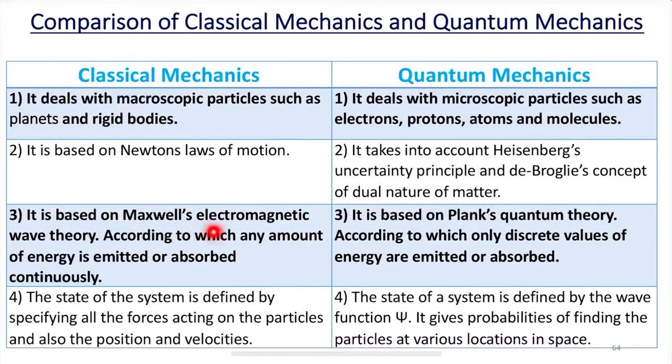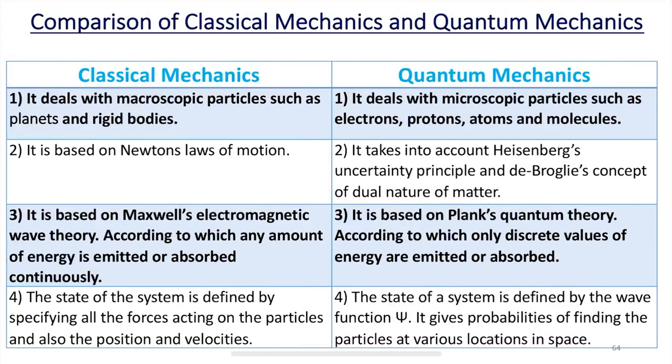Classical mechanics is based on Maxwell's electromagnetic wave theory, according to which any amount of energy is emitted or absorbed continuously, whereas quantum mechanics is based on Planck's quantum theory, according to which only discrete values of energy are emitted or absorbed. In classical mechanics the state of a system is defined by specifying all the forces acting on the particles and also their positions and velocities, whereas in quantum mechanics the state of a system is defined by the wave function psi, and it gives probabilities of finding the particles at various locations in space.